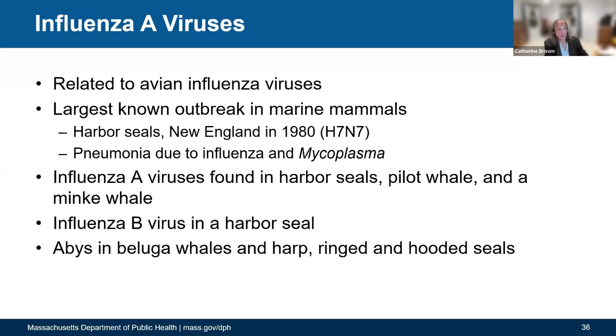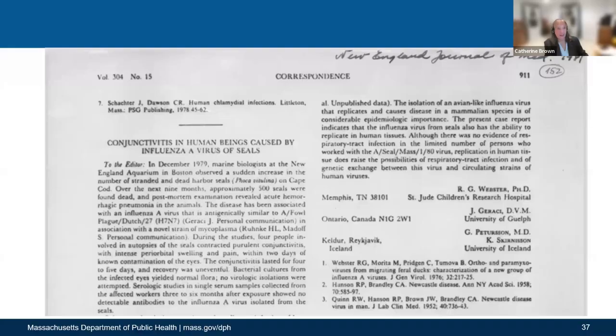And these viruses were found in a bunch of different species, but harbor seals were the ones that stranded most frequently. And from the same time period, there was a publication in the New England Journal of Medicine demonstrating that the people who were responding to these stranded seals were getting infected with the same influenza virus that the seals had, and it was causing conjunctivitis in them, so redness of the eyes. The good news is that it was a self-limiting disease. Nobody got seriously ill from that.